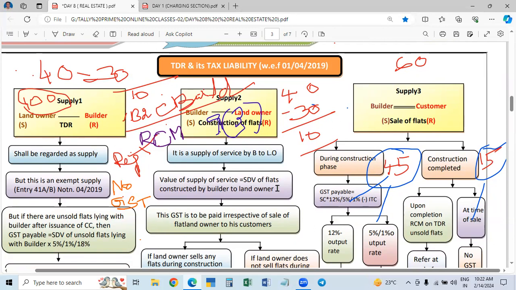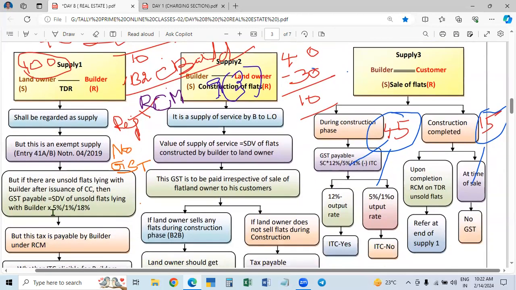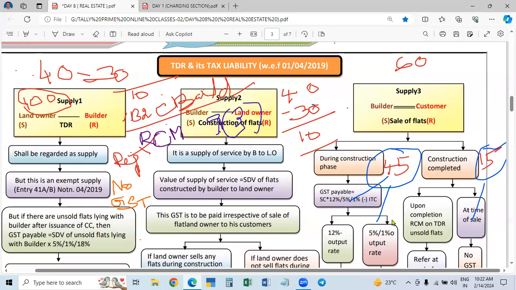The stamp duty value of the flats is the value taken every time to calculate. So the TDR value also uses the stamp duty value of the flats. On the leftover flats, the tax is payable on the stamp duty value because they are not sold, they are left over. The assumption is that all 100 flats will be sold, but here 15 are left over, and they will be sold after some time.